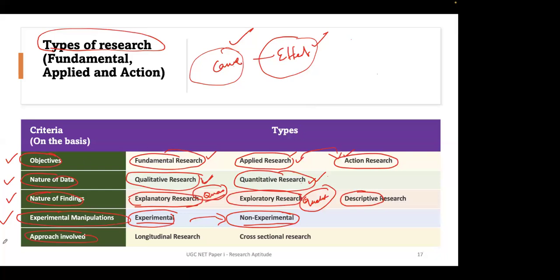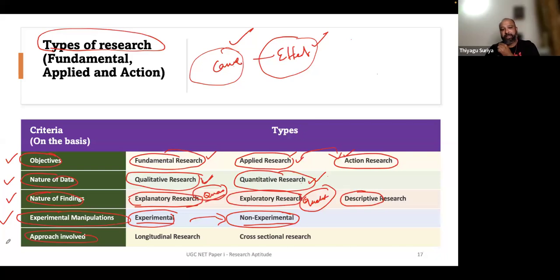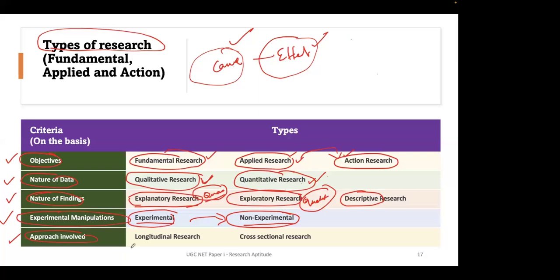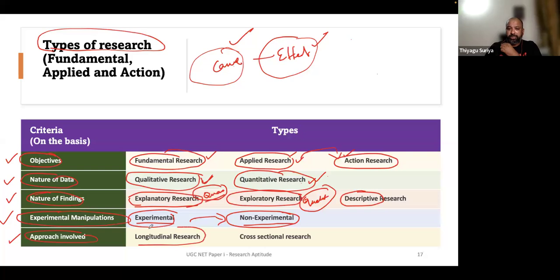This way we can find out the experimental manipulation basis and the criteria approach involved. That is based on the sample selections. In longitudinal research, you are studying the same sample over a long time. For example, do you know Piaget's theory and all?